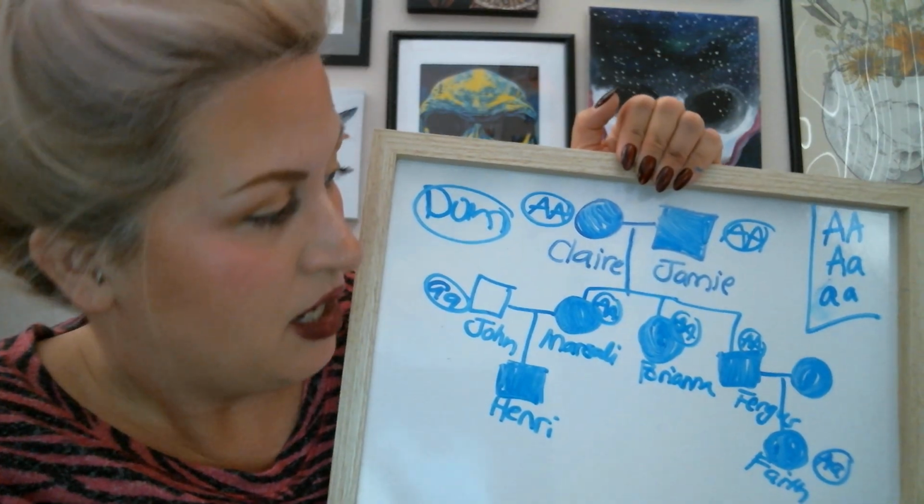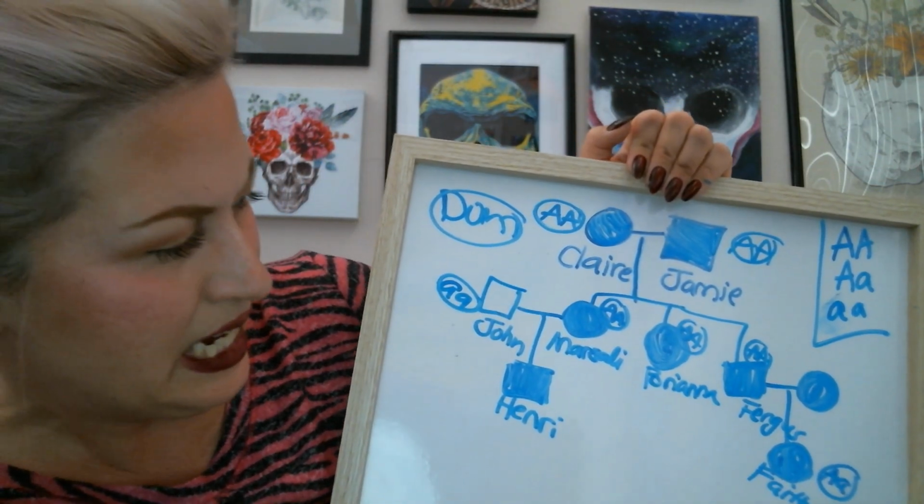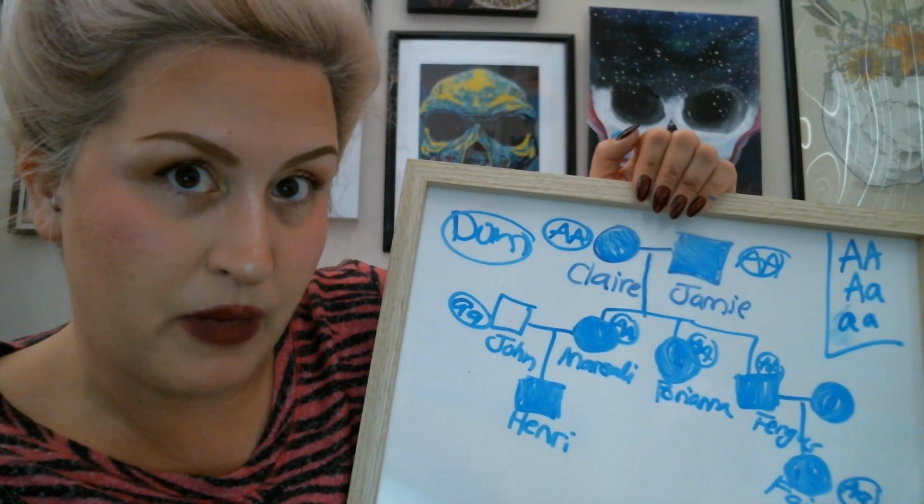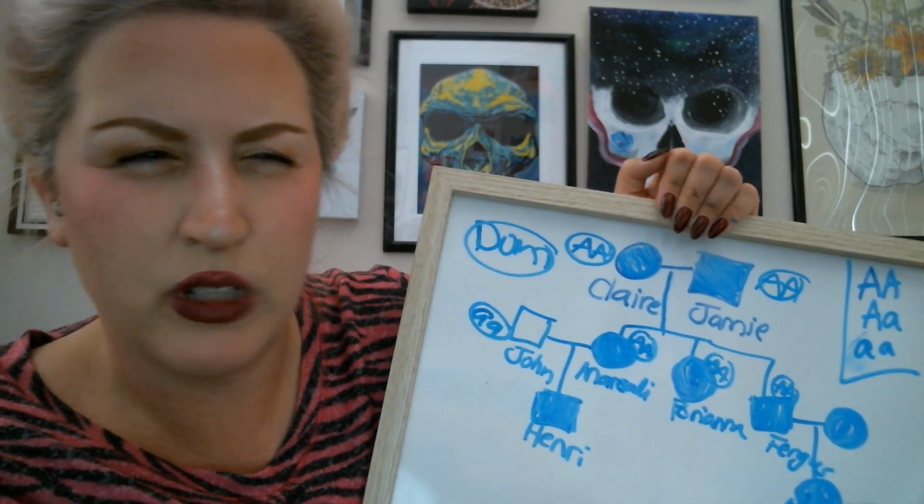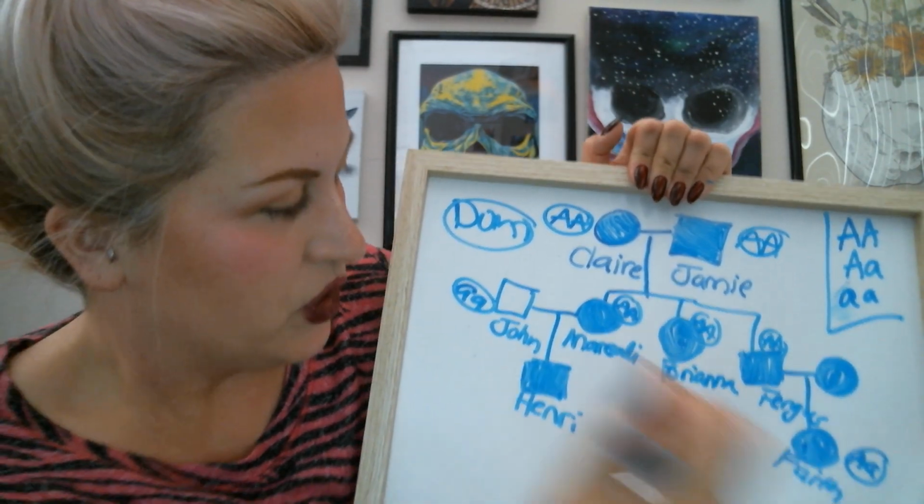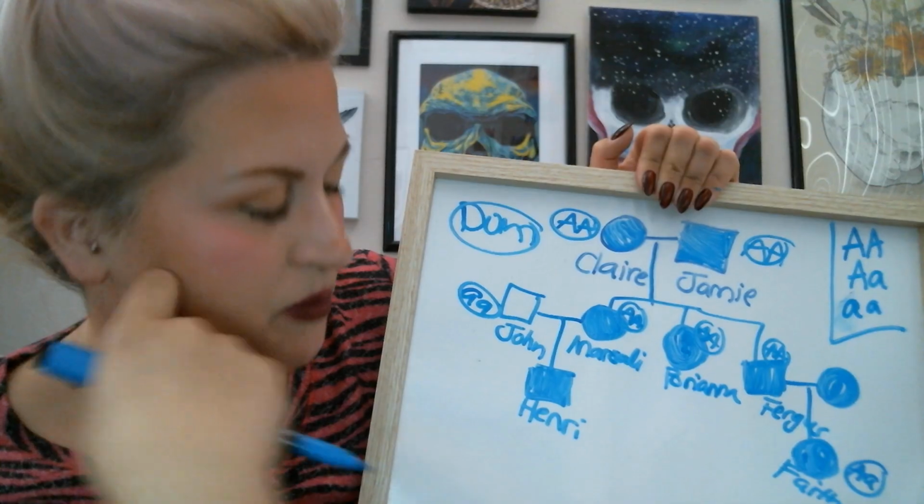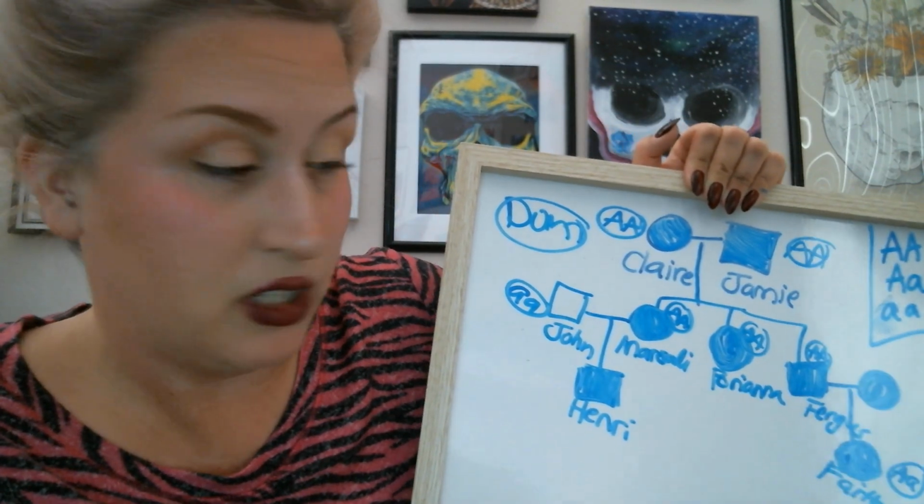Homozygous dominant. So that means all we have to figure out is Henri and then Fergus's mate. This one was a little different, and a little easier, I think. So let's do Henri first. We've got mom and dad both done.